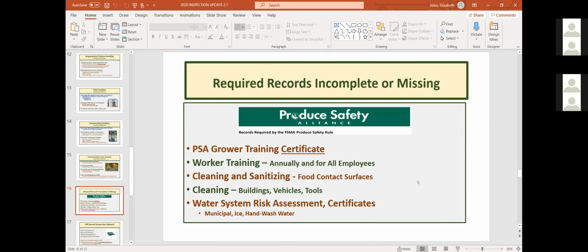Okay, well, records are always tricky. There's a publication by the Produce Safety Alliance, and I believe we give it out for every inspection. It shows you the records required by the FSMA Produce Safety Rule. The first one is the PSA Grower Training Certificate, so make sure you hang on to that. You have worker training records, that's annually and for all the employees that you have, including family members. You need a record for cleaning and sanitizing food contact surfaces, for cleaning buildings, vehicles, and tools. And you'll need your water system risk assessment and your certificates. Coming later will be biological soil amendments and water testing.